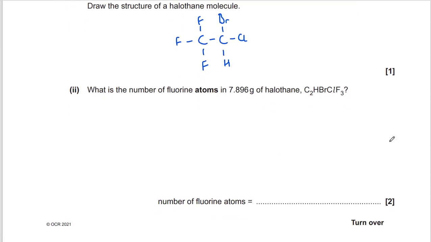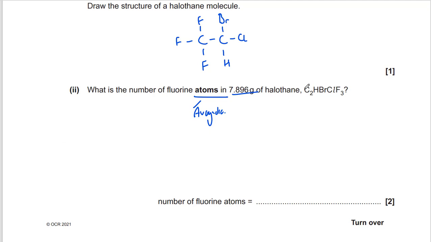So, the number of fluorine atoms in 7.896 grams of halothane. A couple of things here. If ever you're asked about atoms, they put it in bold for you to begin with. This should be screaming Avogadro at you. But there's 2 steps to calculating this, so it's not as straightforward as it looks. First thing you need to do is convert grams into moles. Avogadro's number is useless without moles.